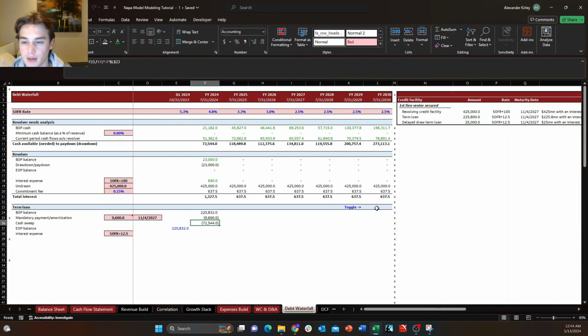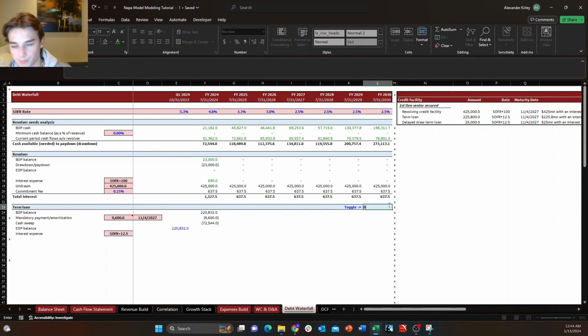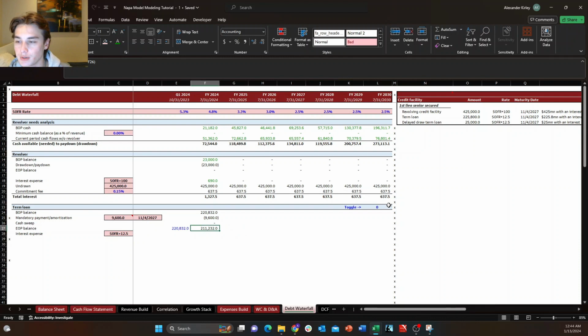Now let's say as a company I don't want to pay down my full term loan. Do this and now your cash sweep isn't taken into account. So from there, now we can get our end of period balance. We'll turn our toggle to 0 at the moment. Our end of period balance is $211 million. Check that these formulas are all fixed here. Excellent.